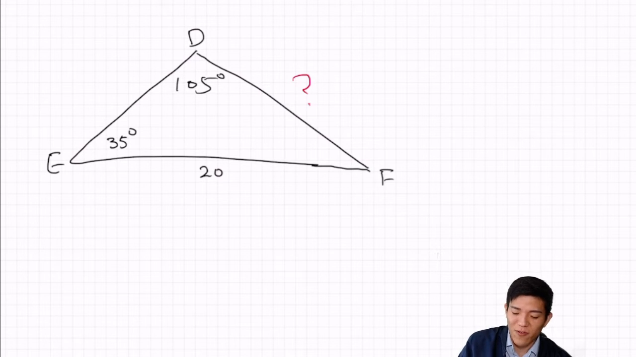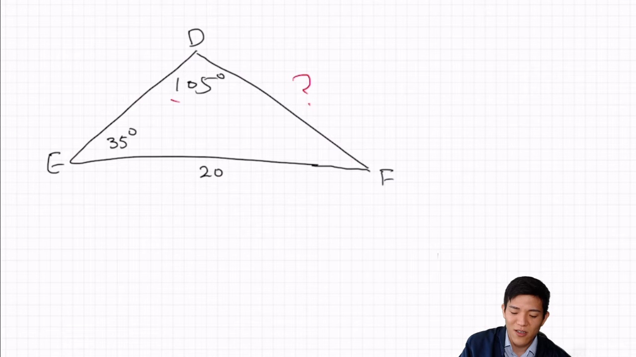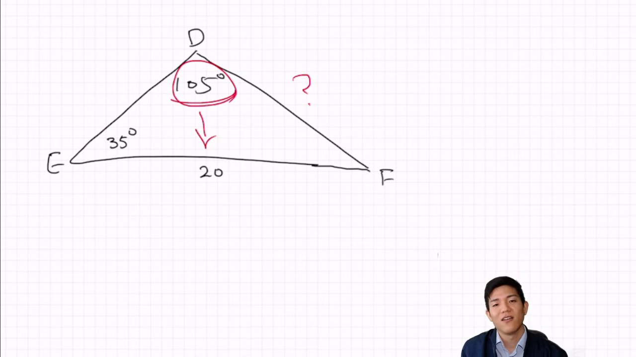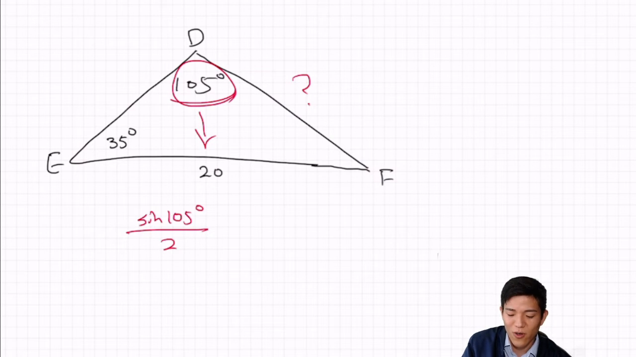We know, according to the law of sines, that sine of any angle over its opposing side is equal to sine of another angle over its opposing side. So we know that this angle right here and its opposing side, their measurements are known. So we can set it up: sine of 105 degrees over 20 is equal to, and we want to know this question mark right there, right?